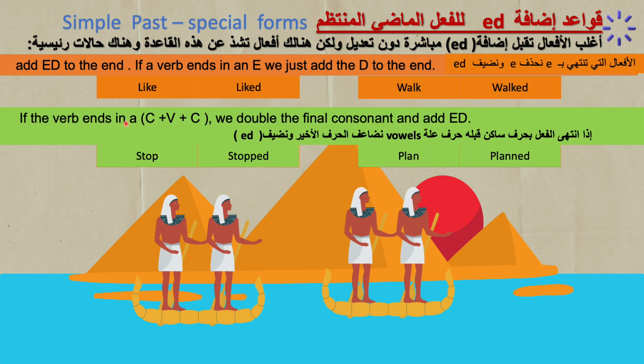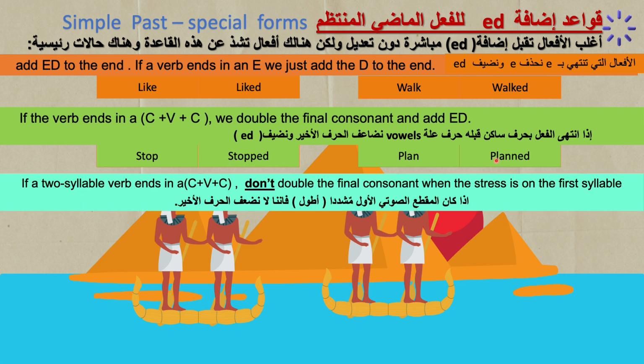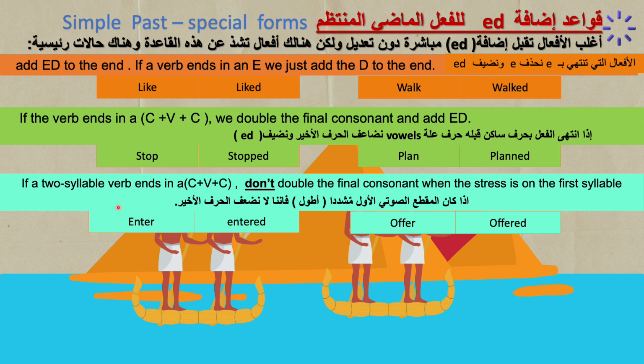If the verb ends as CVC, consonant, vowel, consonant, we double the final consonant. Stop, stopped. Plan, planned. If two-syllable verbs are CVC, do not double the final consonant. Enter, two syllables, so we do not double the final consonant.